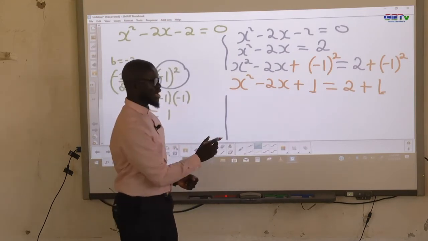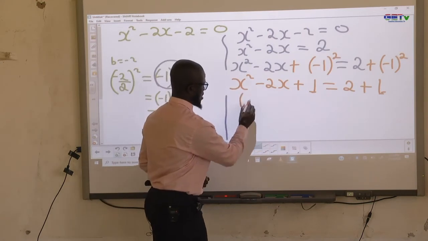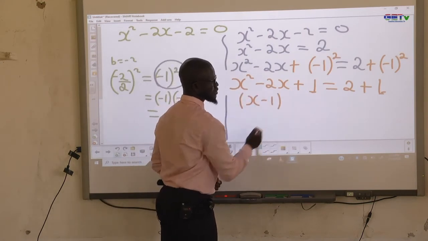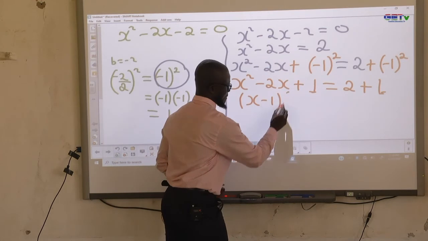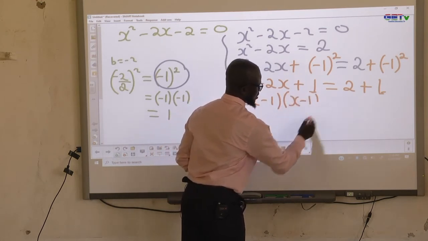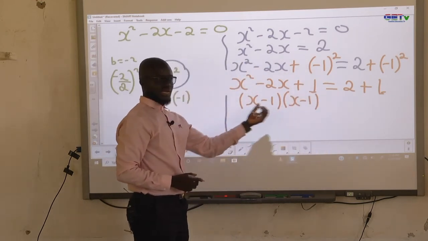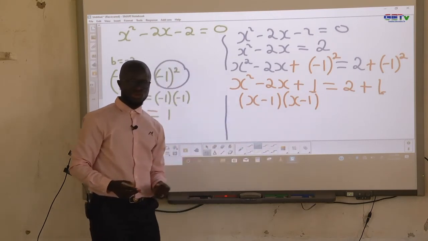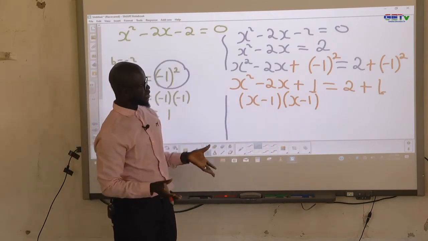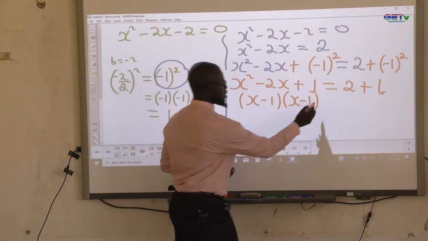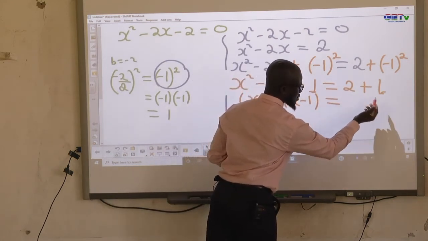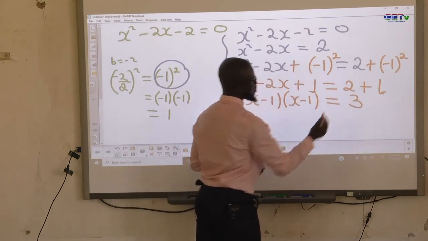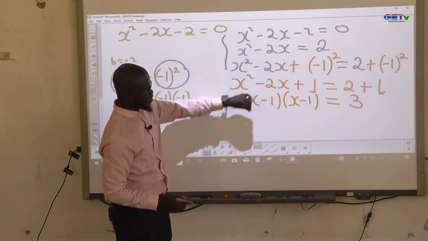The factors are x minus 1, x minus 1 in bracket. And that will give us what? A binomial quadratic expression. This will give the answer as 2 plus 1 will give us 3.